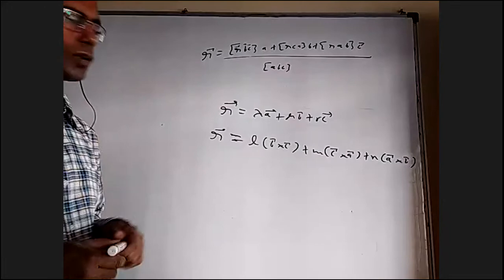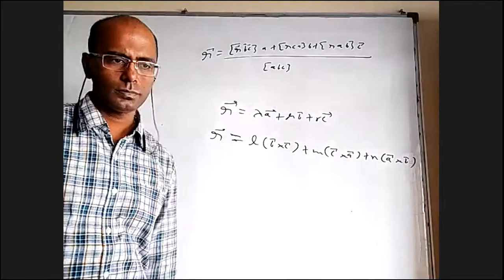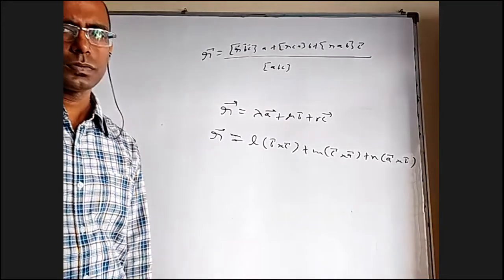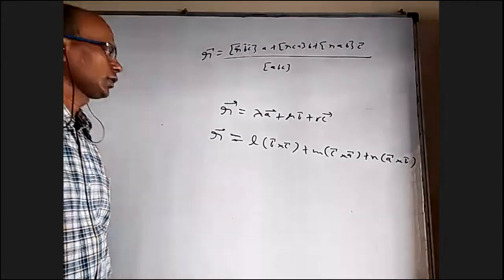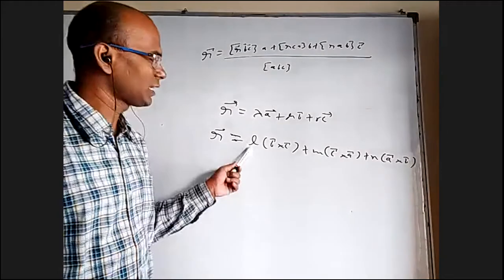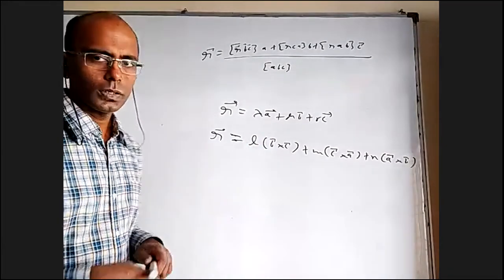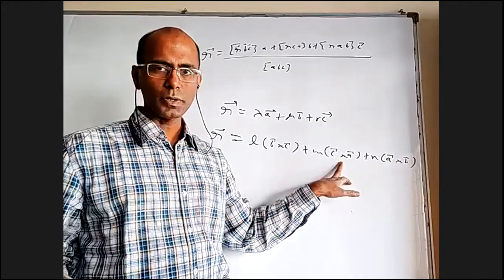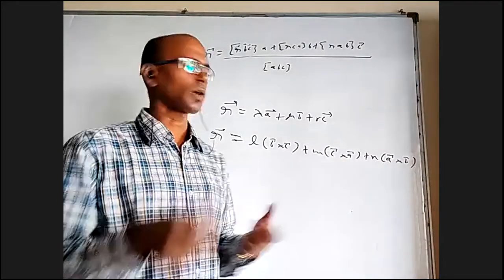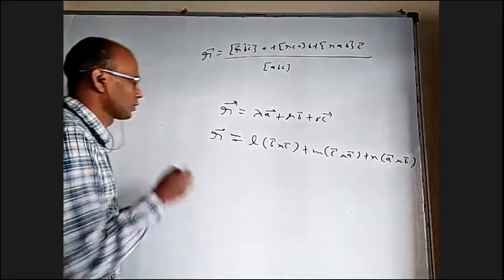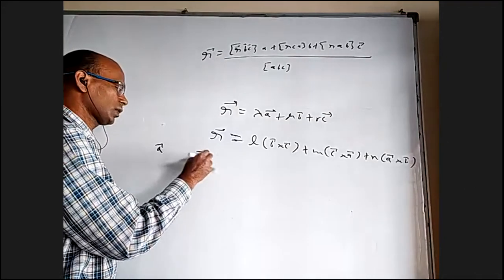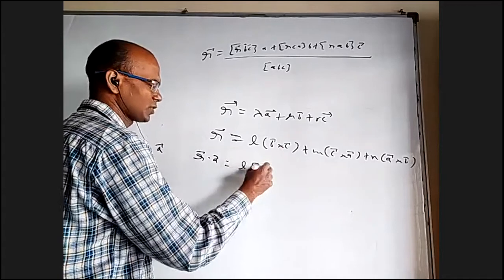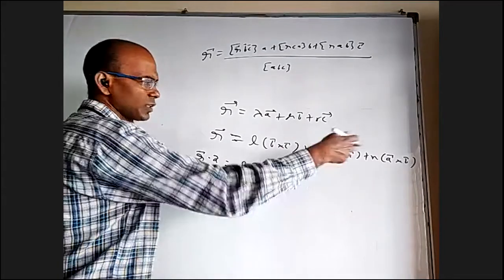Anybody want to give me an idea how to find L or M or N? Sir, dot product with B. Yeah, if you want L, the coefficient of B cross C, do the dot product with A. Because A is perpendicular to C cross A, and A cross B is also perpendicular to A. If you do the dot product with A, this will be 0, this will be 0. So you'll get R bar dot A bar equal to L into A bar dot B cross C, which is box ABC, and these two are 0.